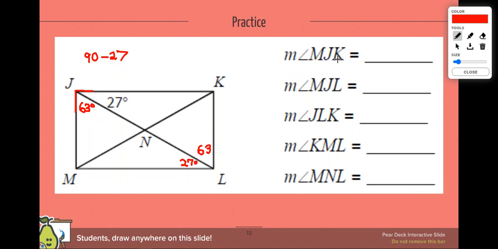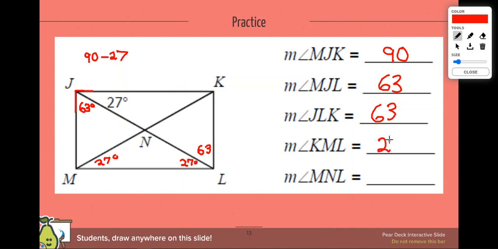So the measure of angle JKM, the full measure, is 90 degrees. The measure of MJL is 63 degrees. The measure of JLK is also 63 degrees. And KML, how do you think we would figure that one out? So KML is also going to be equal to 27 degrees. All right.